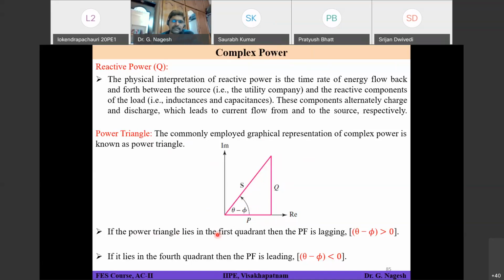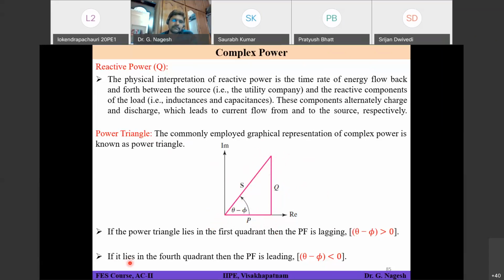If the power triangle lies in the first quadrant, then the power factor is lagging. That means theta minus phi is greater than 0, your power factor is lagging, and that means Q is positive. When Q is positive, it indirectly means your power factor is lagging, so you will have the power triangle in the first quadrant.